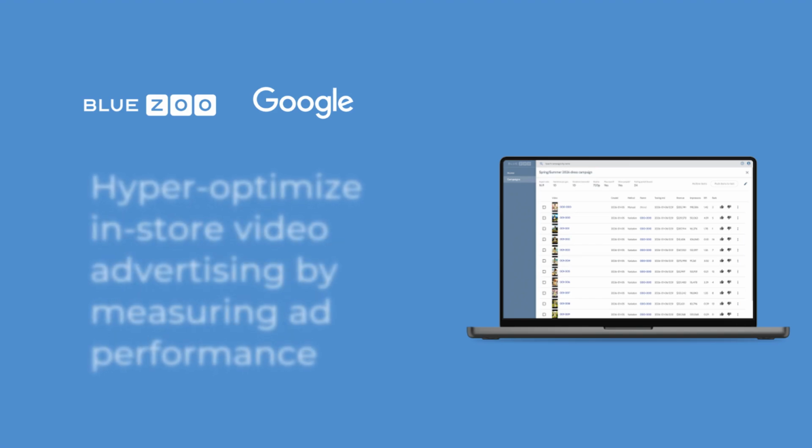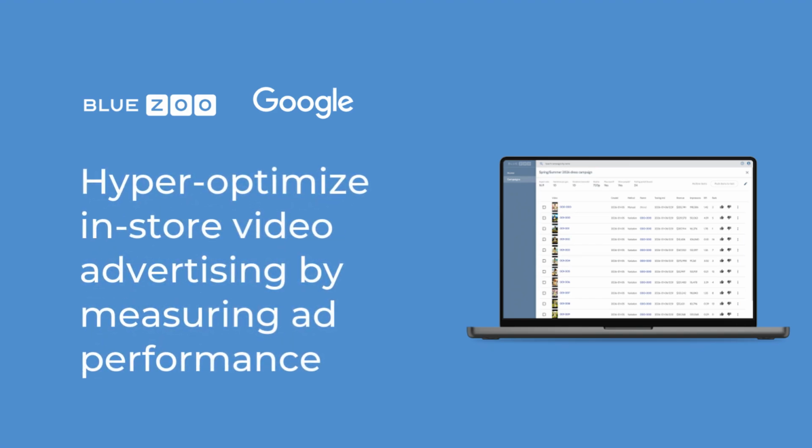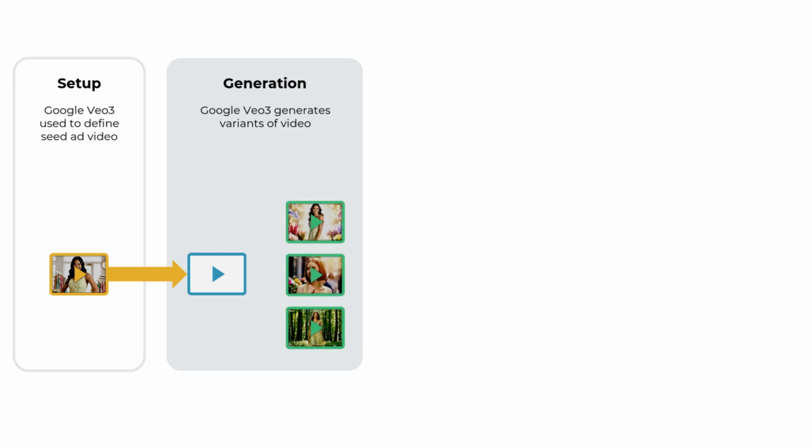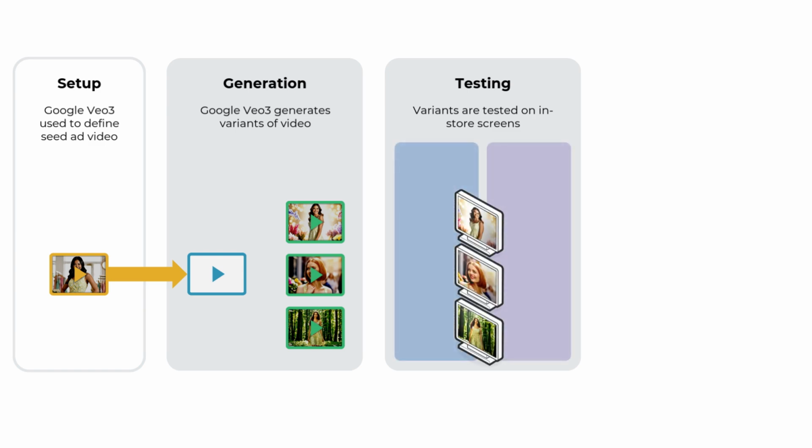In this demonstration, we'll show how BlueZoo and Google work together to generate, test, and improve in-store video advertising. You'll see how Google's AI video generation capability, Veo3, is used to define a seed advertisement video and rapidly generate multiple variations of video creative for in-store digital advertising. Those video variants are then deployed to in-store screens, where they are tested in real retail environments.